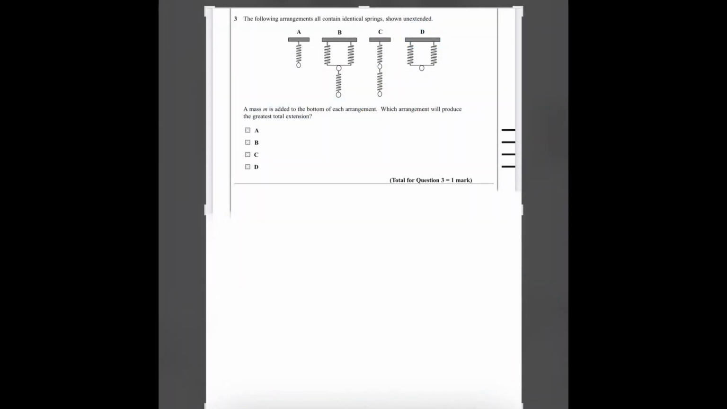Number 3, the following arrangements all contain identical springs shown unextended. So these all are identical springs. So basically there is one spring and here there are two springs. So basically the spring constant is doubling here. For the same spring there are two springs, right? So if there is F equals kx for one spring, for two springs there would be 2kx.